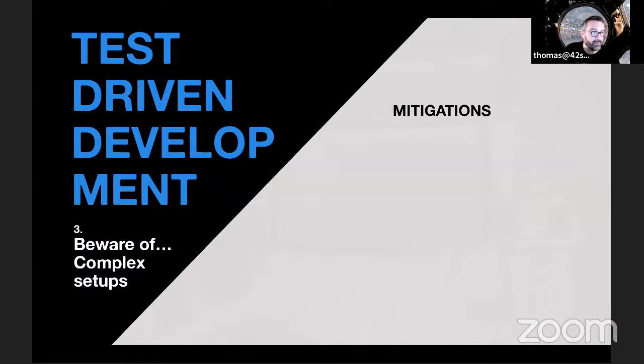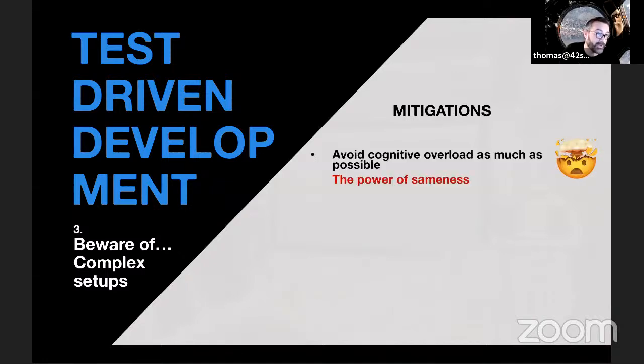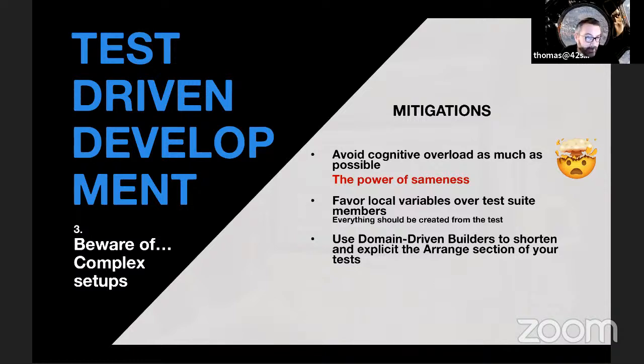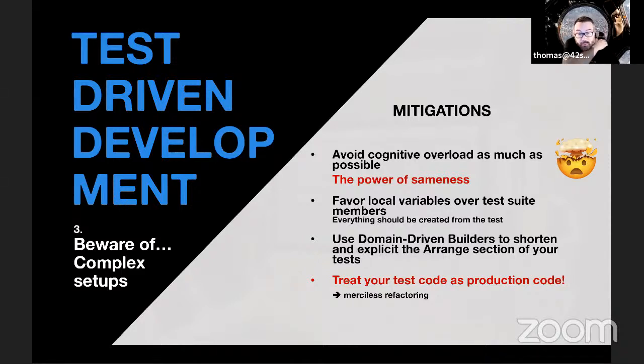Okay, to mitigate a complicated situation like this, it's to avoid cognitive overload as much as possible. So rely on the power of sameness principle. Power of sameness means almost all your tests should have pretty much the same names, structure, and things like that. If you do so, it will be easier for you to handle your code base of tests. It's also to favor local variables over test suite members. Everything should be created from the test and isolated, not defined elsewhere. And it's to also use domain-driven builders that embrace the language of your domain, to shorten and make explicit the arrange section of our test, okay? And also to treat your test code as production code. So it's to do some merciless refactoring on your test code again and again to have clean, manageable situations.